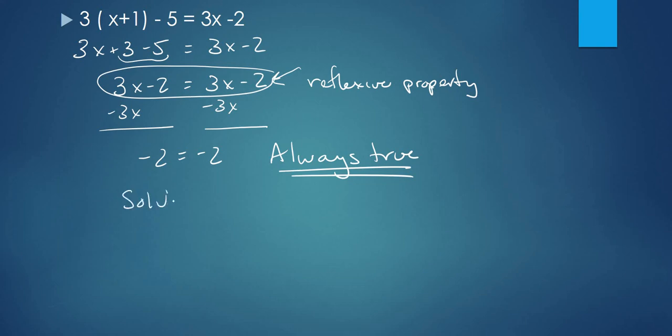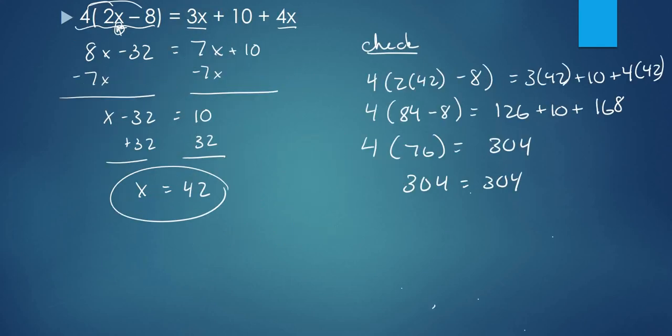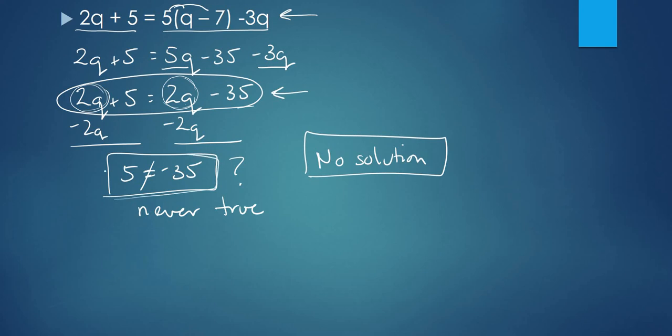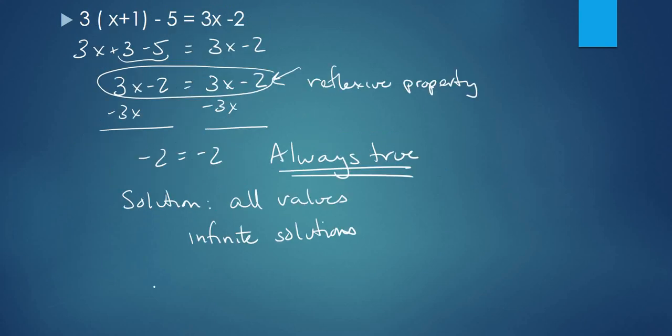So the solution for this is all values, or we can say that there are infinite solutions. So the last two cases were kind of special cases. If you solve an equation and end up with a statement that is not true, as long as you didn't make a math mistake up here somewhere in your work, there is no solution. And if you come up with a statement that is always true, then your solution is all values, or you can put infinite solutions.